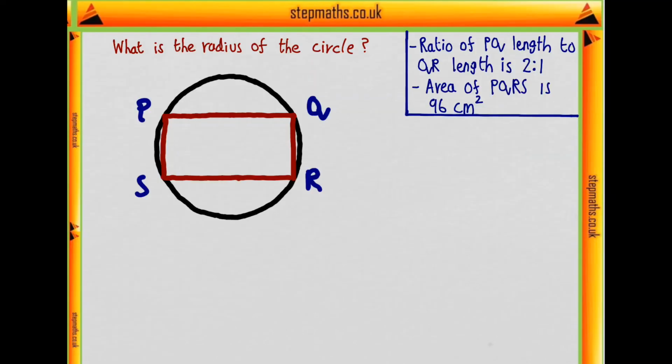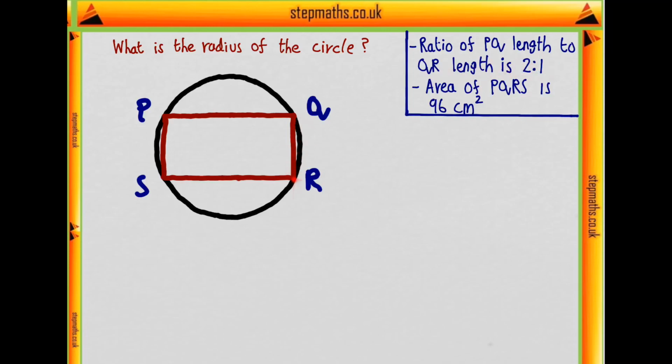So how do we go about this? We're asked to find the radius of the circle, and we've got all of this information here, and it's really hard to visualise in your head. So why don't we try and put that on our diagram somehow and see if something comes out? So how do we convey this? The ratio of PQ length to the length of QR is 2:1.